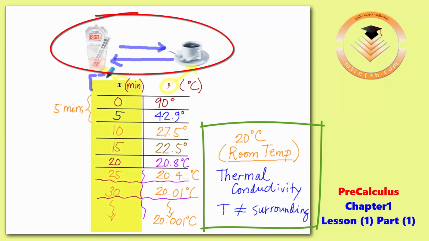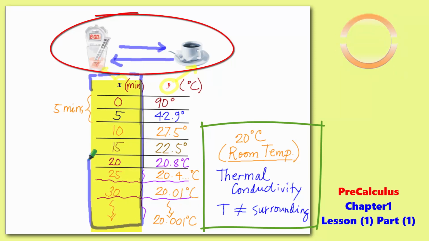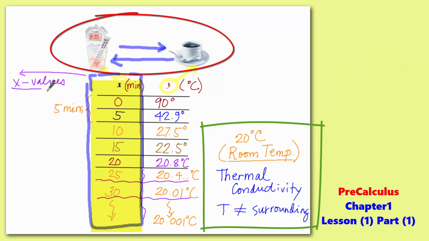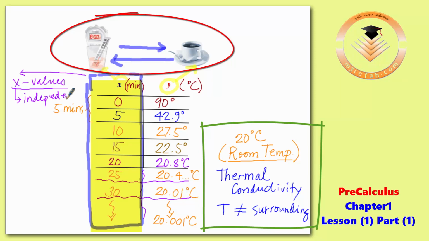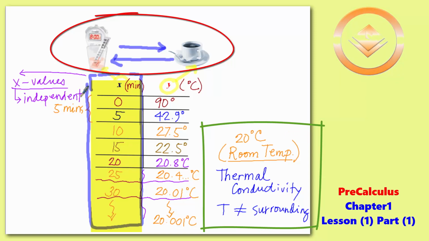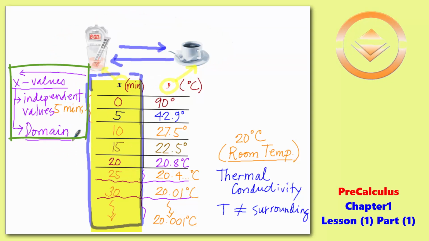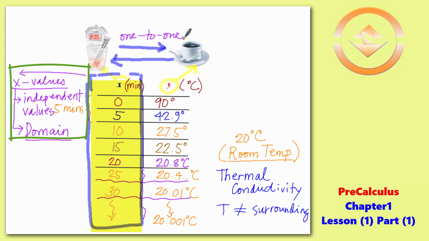Now this part of the table here is number 1. These are your x values. And your x values are what we call the independent values. And they are called the domain of this relationship, the domain of this function. This is one-to-one, as I've already explained in the previous slide.